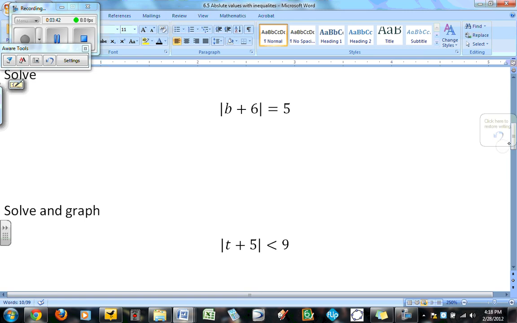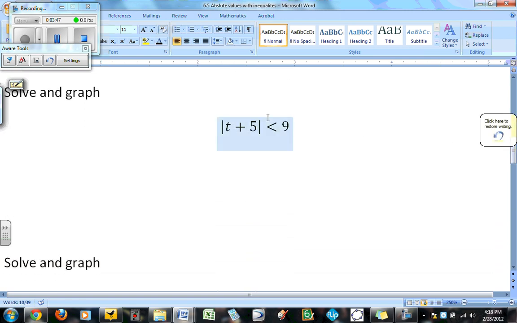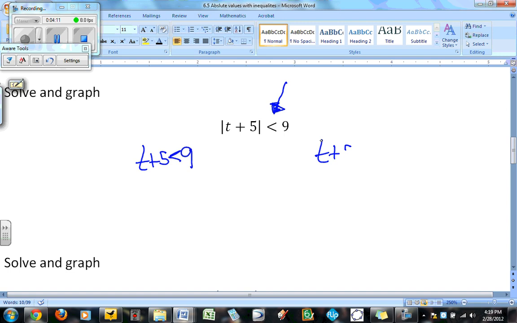Now, the same thing holds true with inequalities. Instead of an equal sign, we have a less than sign here. We're still going to have to solve two cases, and the only difference is that we're going to flip this sign. We have to solve when t plus 5 is less than 9, and the other case we need to solve is when t plus 5 is greater than negative 9.